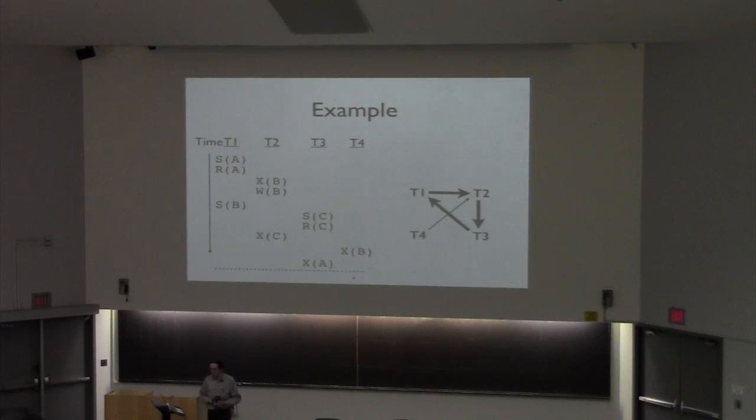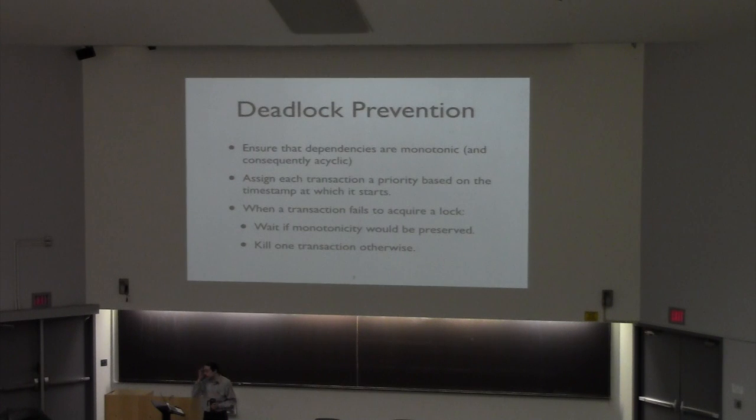So the big problem here is the cycle. The waits-for graph has a cycle in it. And because of that, you need to take some kind of action. There are two ways of doing this. Anyone know off the top of their head how expensive it is to detect cycles in a graph?